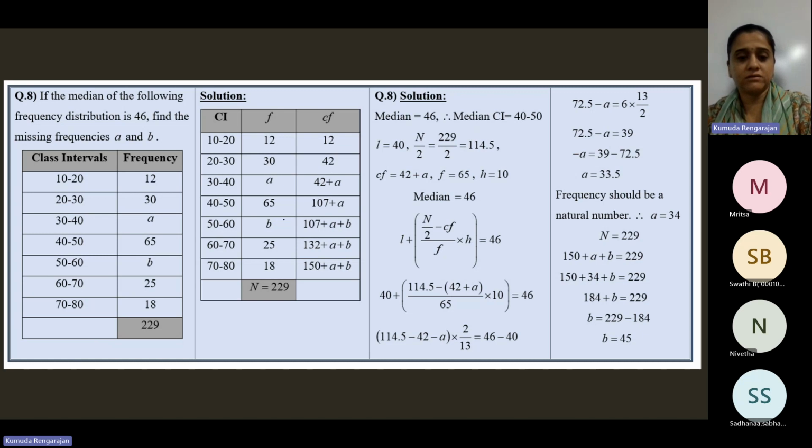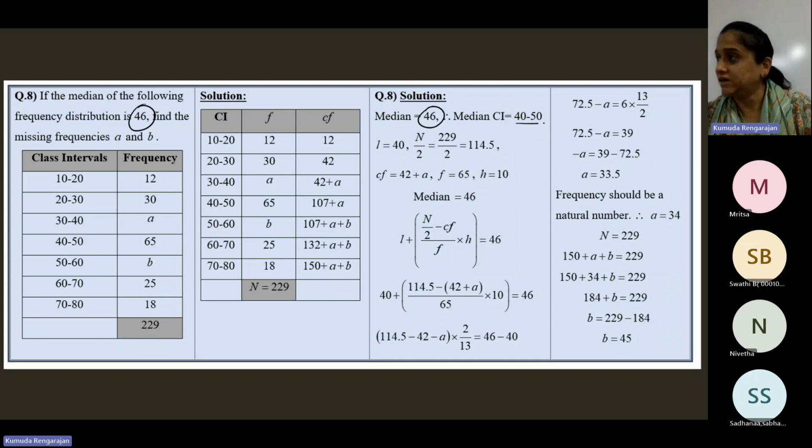So again, the class intervals are continuous: 10 to 20, 20 to 30, 30 to 40. So we don't have any work with the class intervals. Frequencies are given. Now the cumulative frequency. Again, be careful. 42 plus A is 42 plus A, not 42A. Then 42 plus A plus 65. So add 42 and 65: 107 plus A. Then this one plus B will be 107 plus A plus B. So be careful there. And then the median is given to be 46.